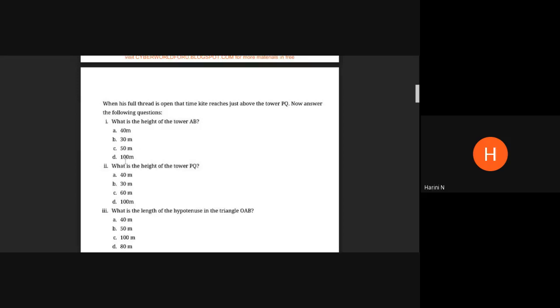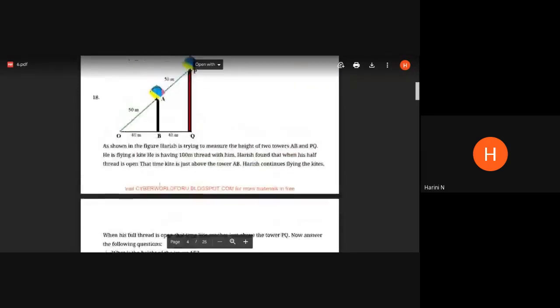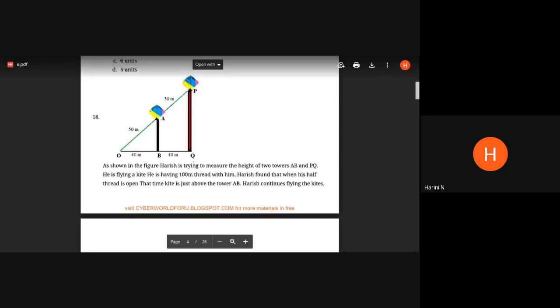Okay. Next, what is the height of the tower PQ? Now you want PQ. 60 meters by Pythagoras theorem. Again, Pythagoras theorem. Anybody seeing it differently? By BPT we can do. By BPT, very good. How by BPT? Where is BPT here? Triangle OBA is similar to triangle POQ.